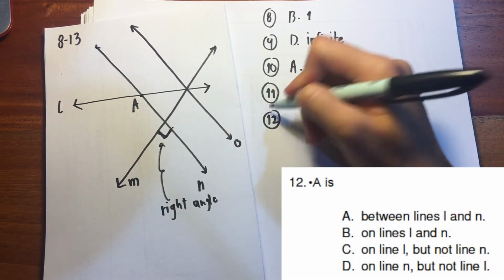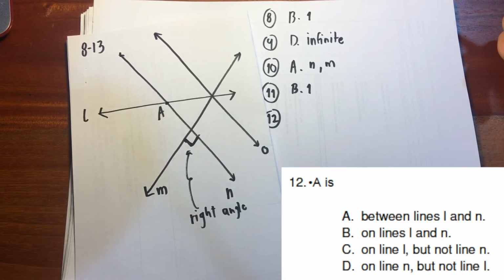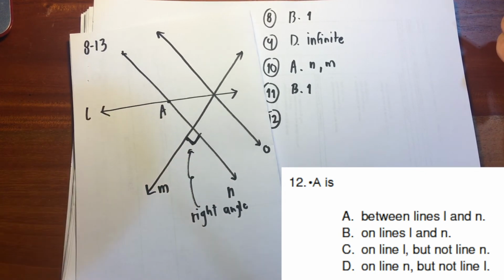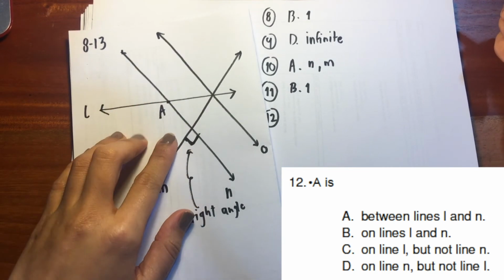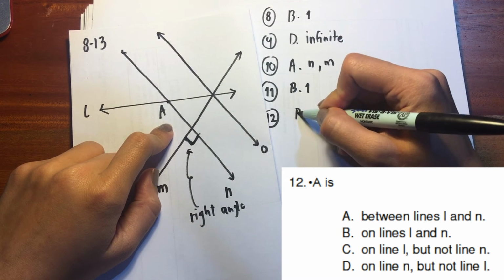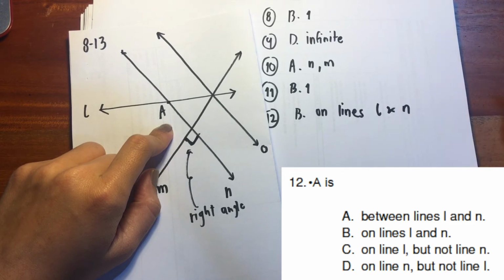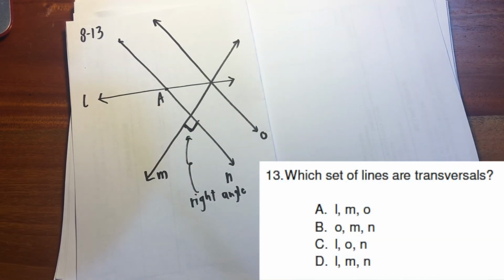Number 12. Point A is letter A, between lines L and N; B, on lines L and N; C, on line L but not line N; and D, on line N but not line L. So this is pretty obvious. Point A is on lines L and N, letter B. Okay, so for number 13, which set of lines are transversals? By definition, a transversal line is a line that intersects two lines at two different points.